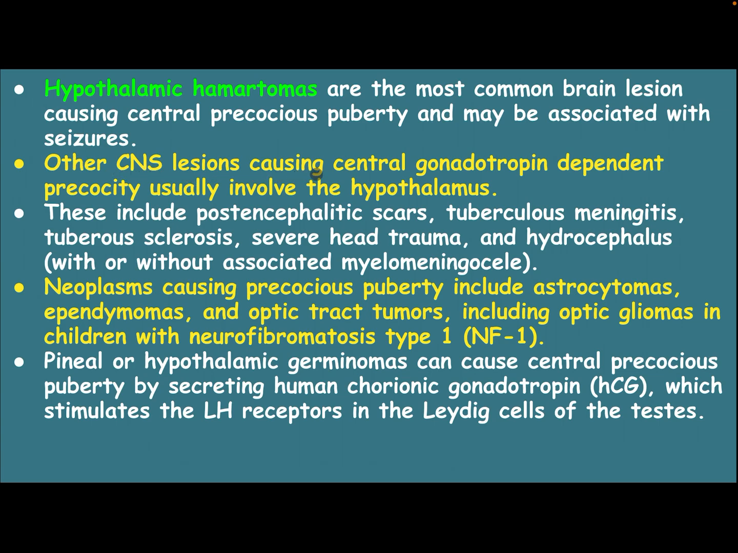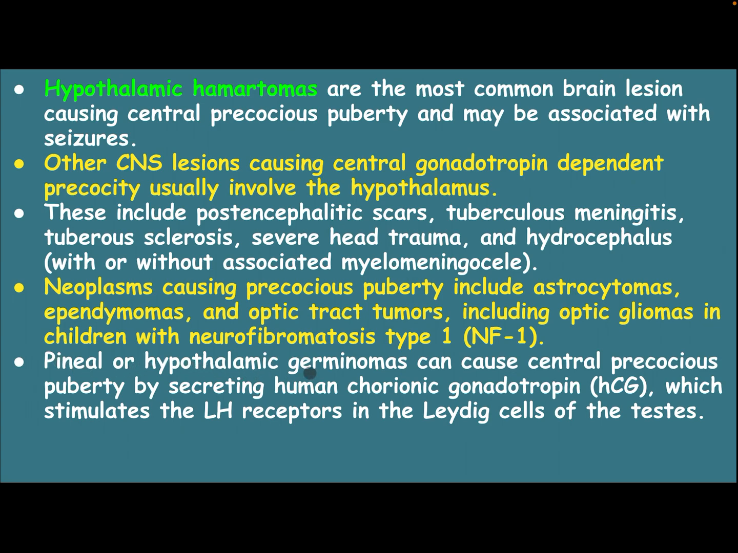Other CNS lesions causing central gonadotropin-dependent precocious puberty usually involve the hypothalamus. These include post-encephalitic scars, tuberculous meningitis, tuberous sclerosis, severe head trauma, and hydrocephalus with or without associated myelomeningocele. Neoplasms causing precocious puberty include astrocytoma, ependymoma, and optic tract tumor, including optic glioma in children with neurofibromatosis type 1.